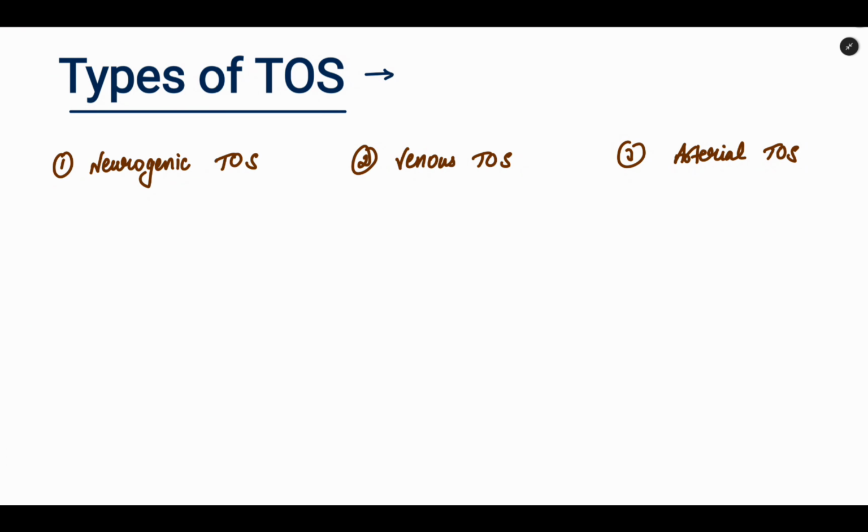Now talking about the types of the thoracic outlet syndrome. Basically we have three types of thoracic outlet syndrome. First one is the neurogenic TOS, second one is the venous TOS, and the last one is the arterial TOS. The chances of neurogenic TOS are the maximum. It is present in almost 95% of the cases of thoracic outlet syndrome. The venous TOS is present in 5% of the cases, and arterial is very less, less than 1%. But the arterial thoracic outlet syndrome is the most severe form of this thoracic outlet syndrome.